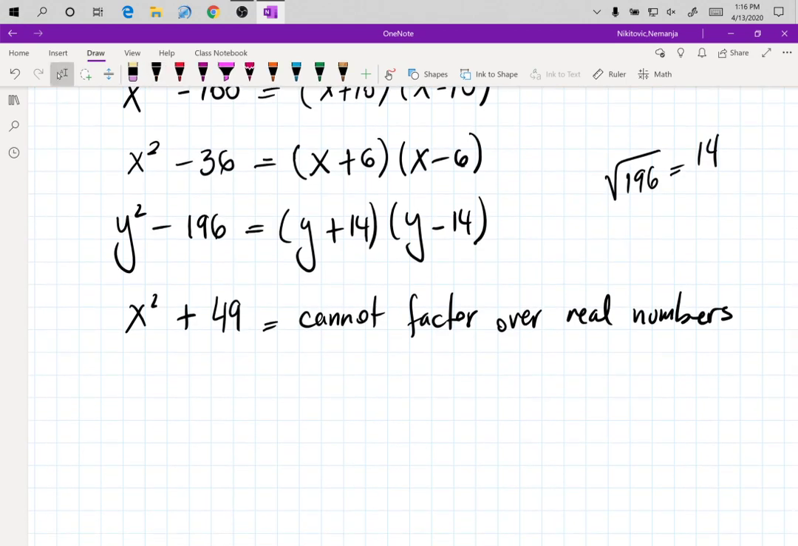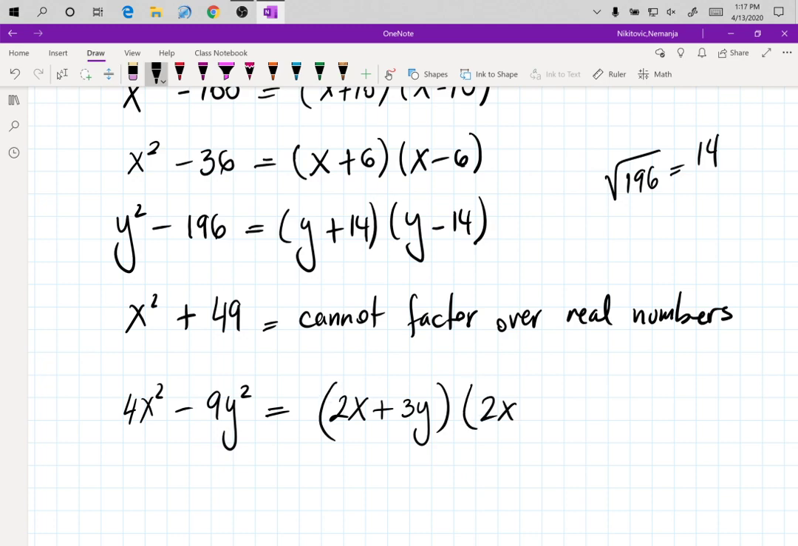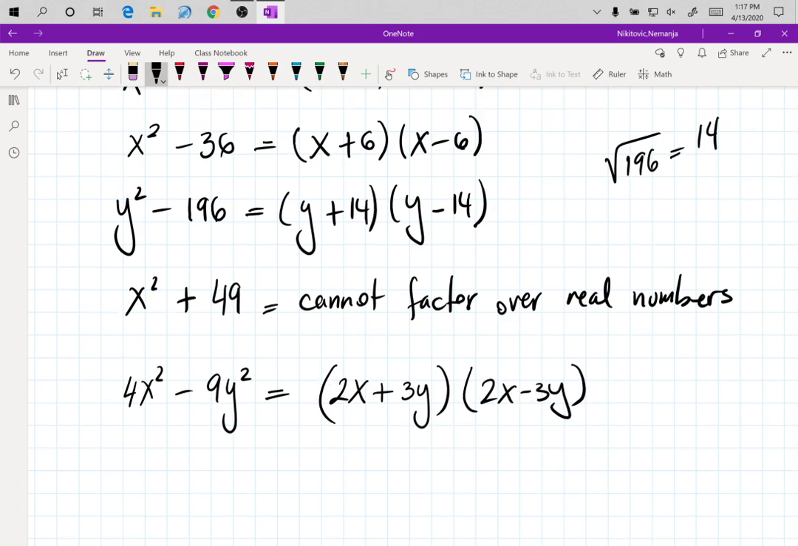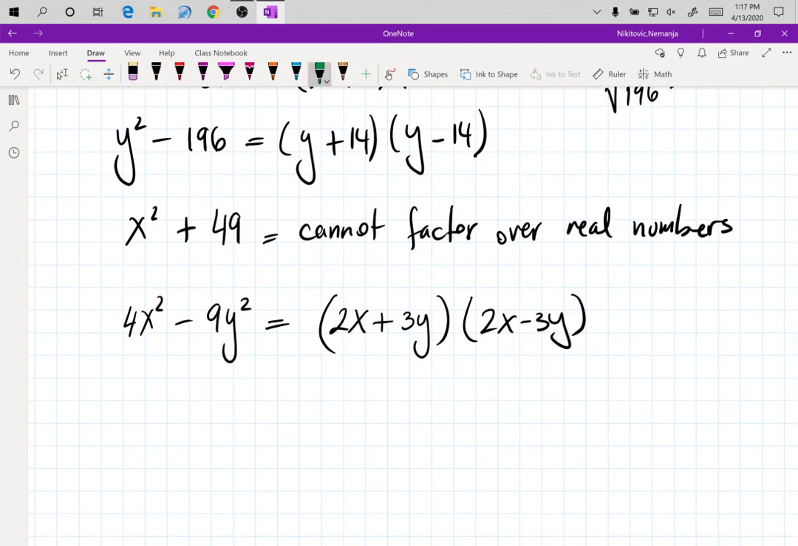Now, a little bit spicier example would be 4x squared minus 9y squared. Do we have a difference of squares there? Well, yeah. The square root of 4 is 2, and then we have x. And the square root of 9 is 3, and then we have y. And you just repeat the same one with a minus. If you don't believe me, just check.